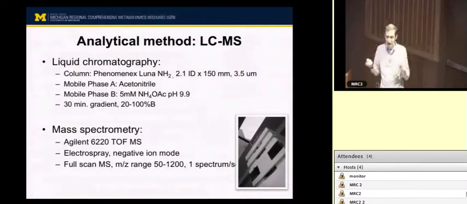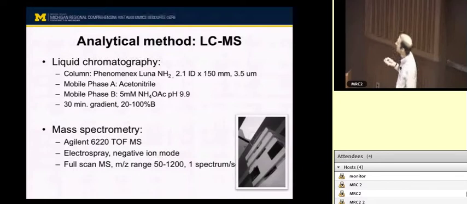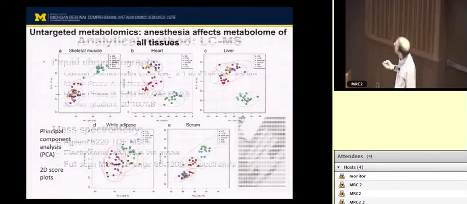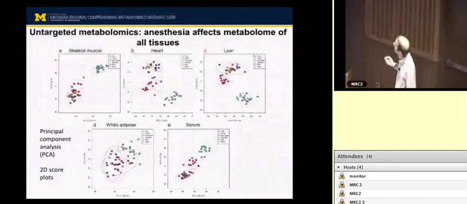Analytical method, just to tie it back again, probably not imminently exciting to most of you, but we used the HILIC approach on a Phenomenex Luna NH2 column. So this, and I'll show you some slides, worked very well for central carbon metabolism. These are our mobile phases. Our mass spec was a time of flight, and we were doing full scan mass spec. I feel like I skipped something in there. I guess not. Okay. So untargeted metabolomics.